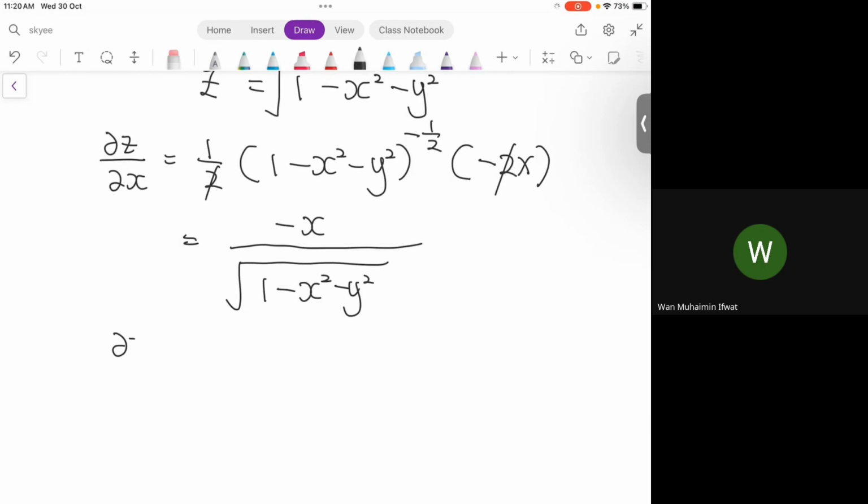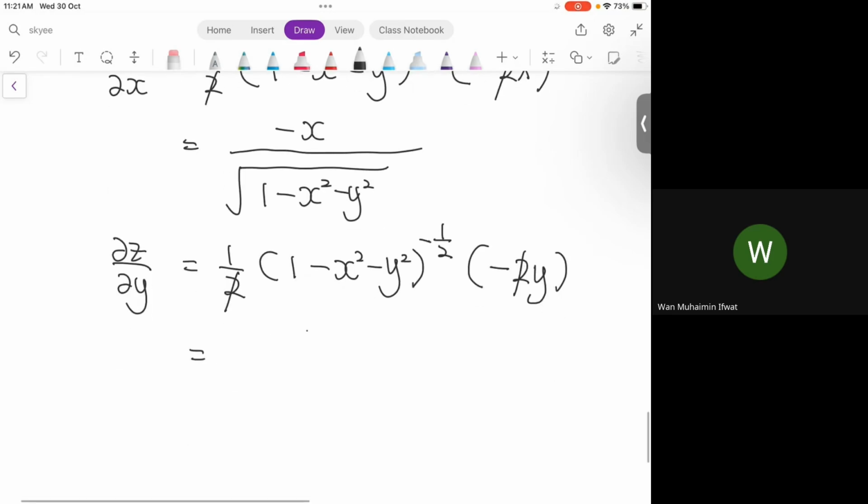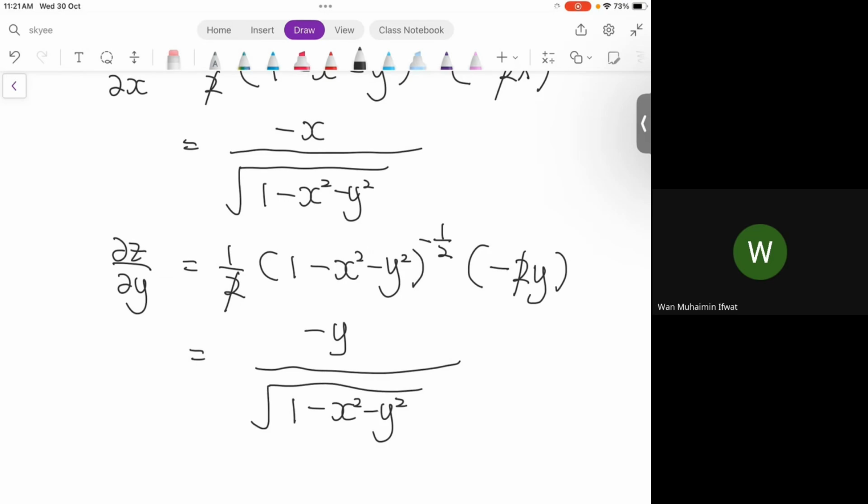So for the del z del y, it will be quite similar. You have 1 over 2, 1 minus x squared minus y squared, to the power of negative 1 over 2, and then differentiate with respect to y. You get negative 2y. You can cancel it. You get negative y over the square root of 1 minus x squared minus y squared. So this is del z del y.